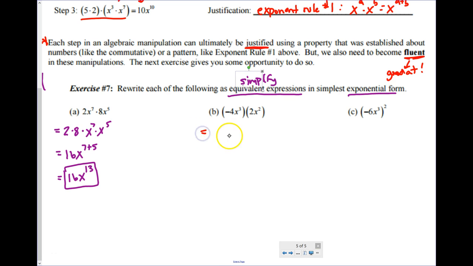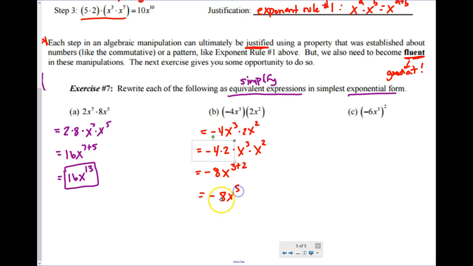Okay, welcome back. For letter B, you should have negative 4x to the 3rd power times 2x squared. So I just dropped the grouping symbols. Now I'm going to reorder and put the negative 4 and the 2 in front, and the x to the 3rd times the x squared at the end. I'm going to multiply now. Negative 4 times 2 is negative 8, and then the exponents are added together, 3 plus 2, and I get negative 8x to the 5th power.